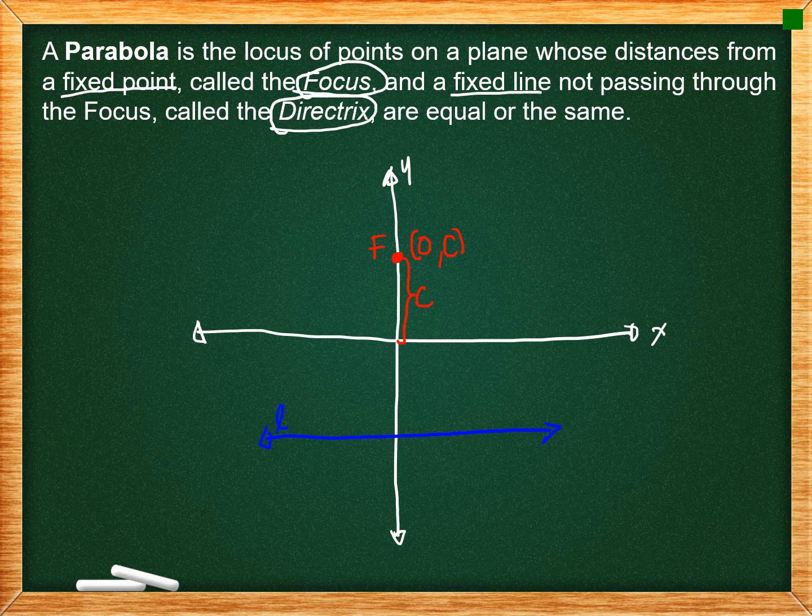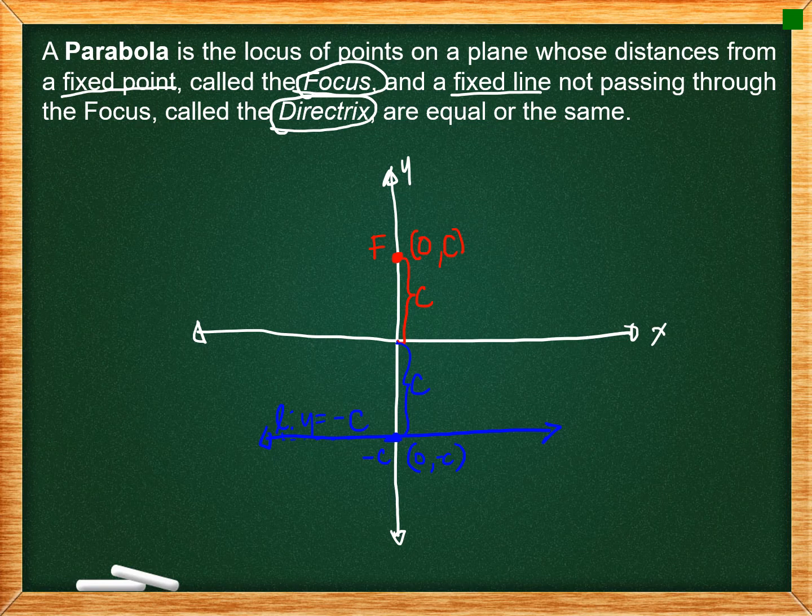And let us say the distance from the origin to this point on the line is also c. So therefore line L passes through negative c with coordinates (0, -c). Therefore, we can say that the equation of our line is y equals negative c, right? All points here, whatever your x is, your y is equal to negative c.